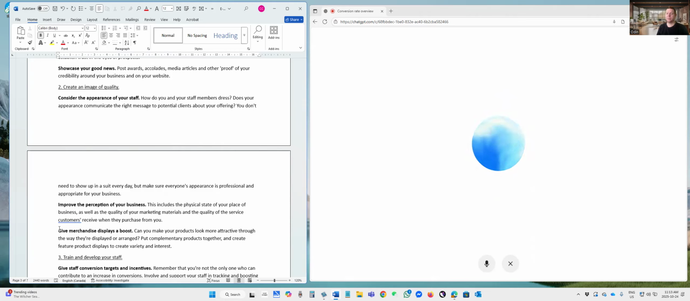Create an image of quality. Consider the appearance of your staff. How do you and your staff members dress? Does your appearance communicate the right message to potential clients about your offering? You don't need to show up in a suit every day, but make sure everyone's appearance is professional and appropriate for your business. Improve the perception of your business. This includes the physical state of your place of business, as well as the quality of your marketing materials and the quality of the service customers receive when they purchase from you.